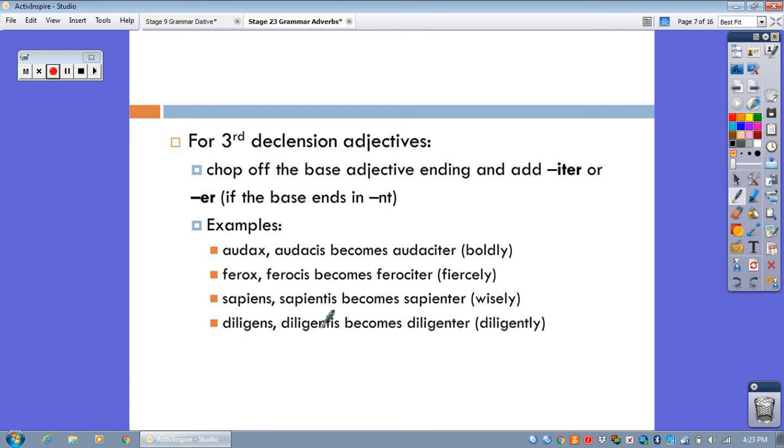Chop off the is; diligent already ends in nt, so you just add an er: diligenter. So long story short, for third declension adjectives, if you want to turn them into a positive adverb, they're just going to end in iter or er.